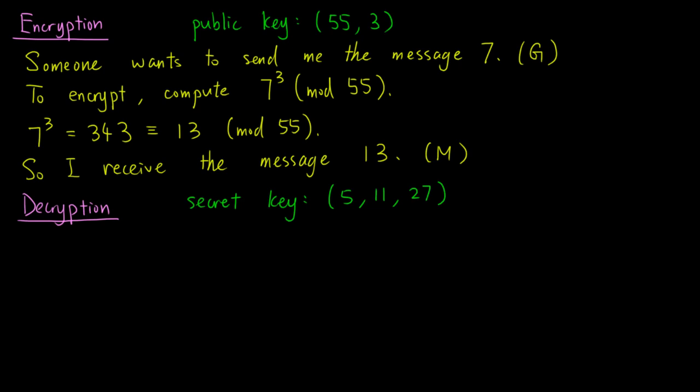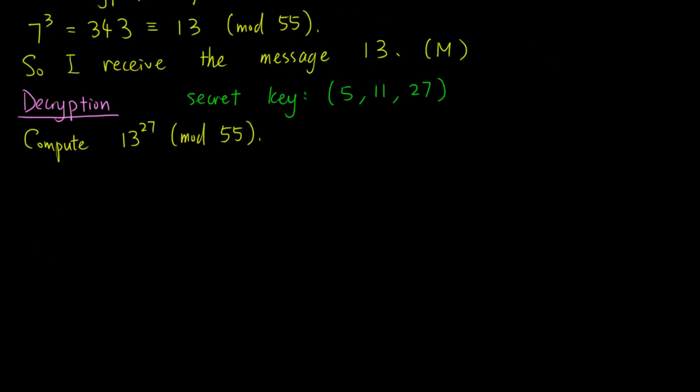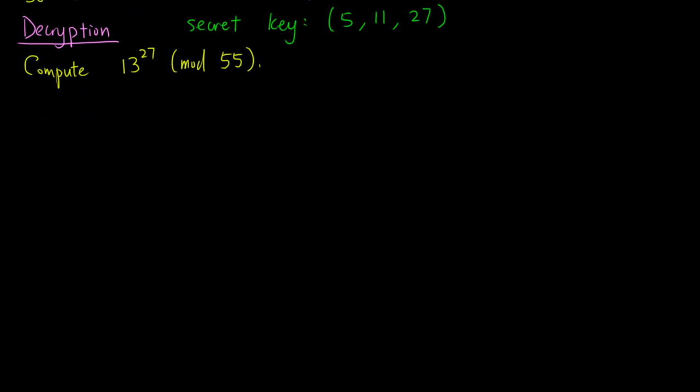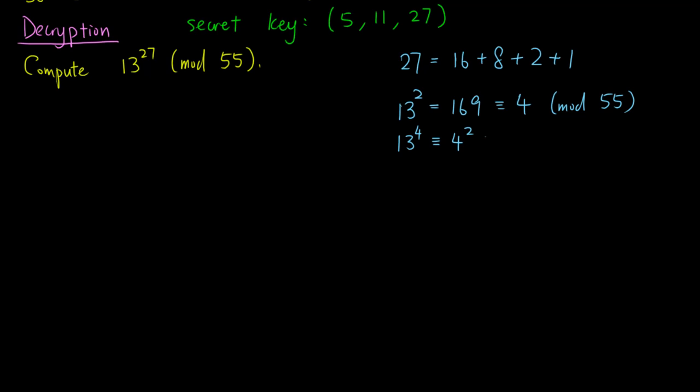As for decryption, I should compute 13 to the 27 mod 55. We shall proceed using successive squaring. We write 27 as 16 plus 8 plus 2 plus 1, and compute these powers of 13 one by one. 13 squared is 169, which is congruent to 4 mod 55. 13 to the 4 is congruent to 4 squared, which is 16 mod 55. 13 to the 8 is congruent to 16 squared, which is 256, which is congruent to negative 19 mod 55.